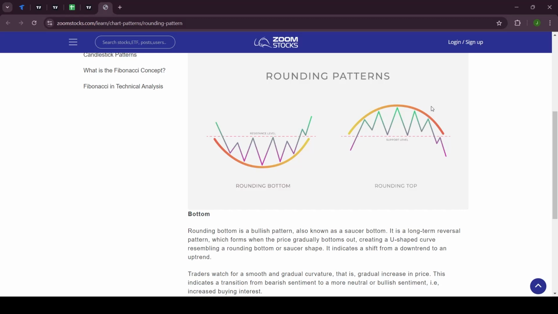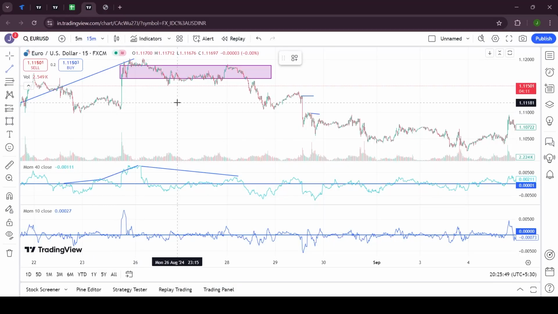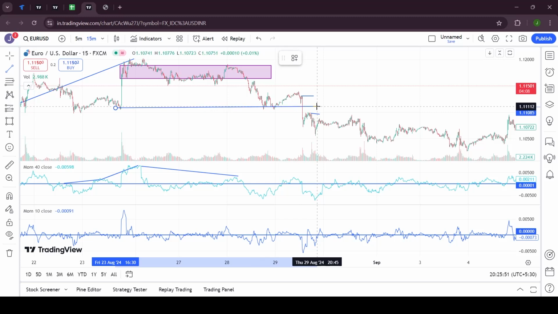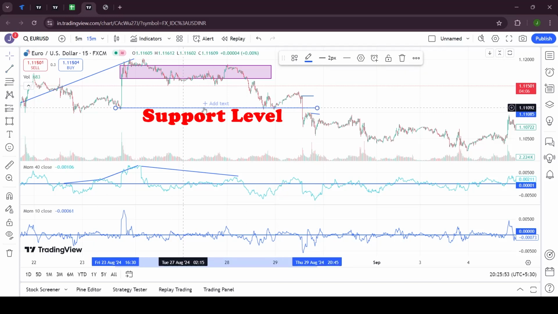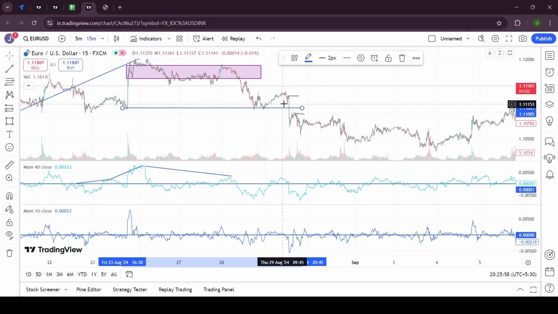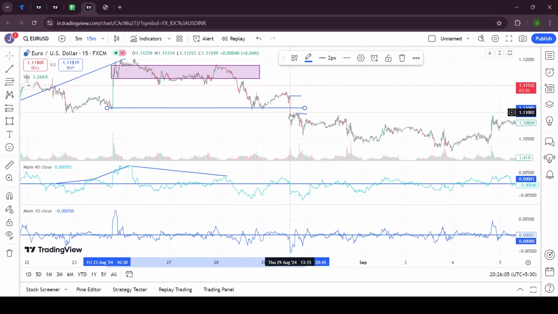So this is the rounding top pattern, and we can understand it by its breaking of the support level. Let's say this point is the support level, so we will wait for the market to break the support level, then we can enter the market and start selling. At this level it went down with higher volume and broke the support level. So it is better that we enter the market here and start selling, and as you can see the market is going down and we can make a profit from selling, and that's it.